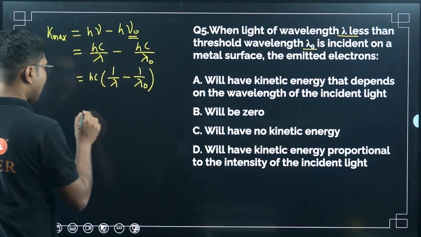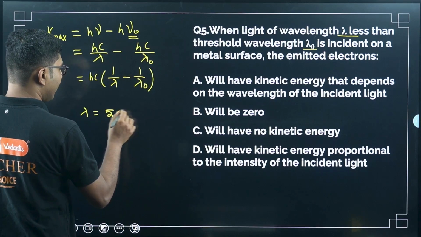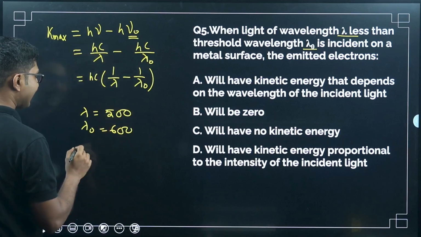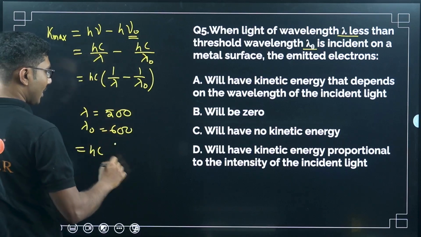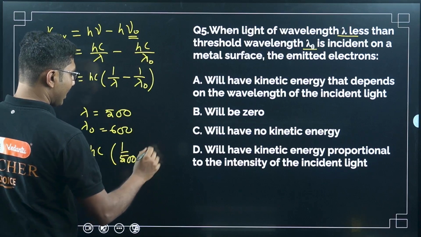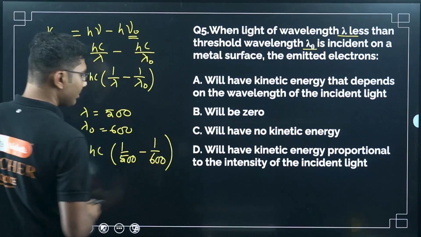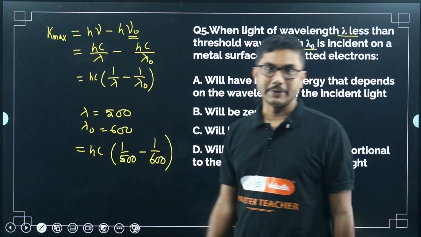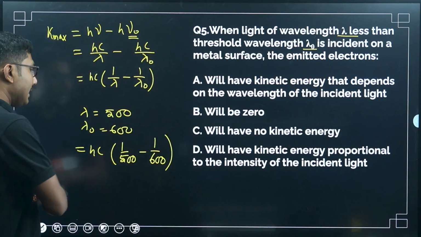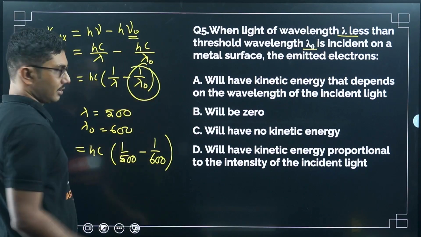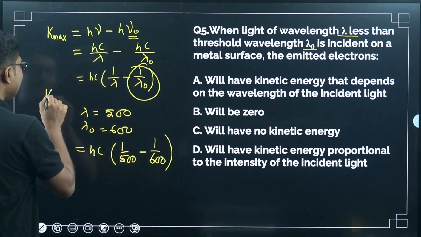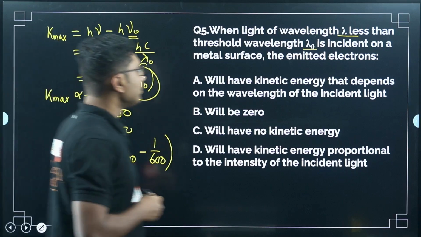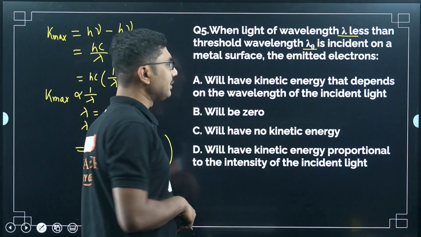Suppose lambda is say 500 and lambda naught is say 600 nanometers. Then you can still write this as 1 by 500 minus 1 by 600. Any doubt? This will be greater than 0. As long as it is greater than 0, this formula is valid. Now as you can see, lambda naught is a constant, so the maximum kinetic energy will be related to 1 by lambda. So we'll have a kinetic energy that depends on the wavelength of the incident light.